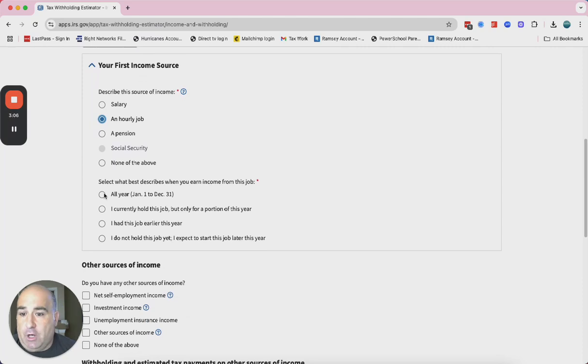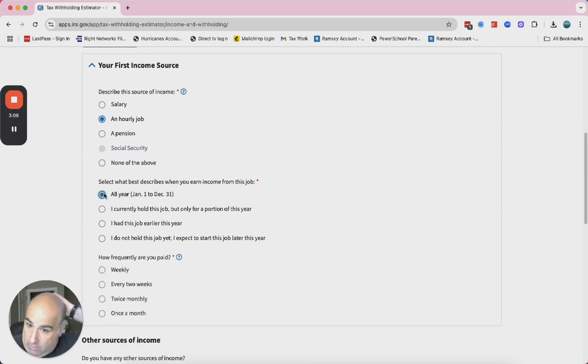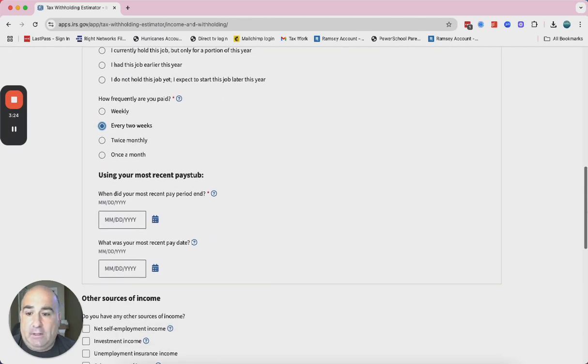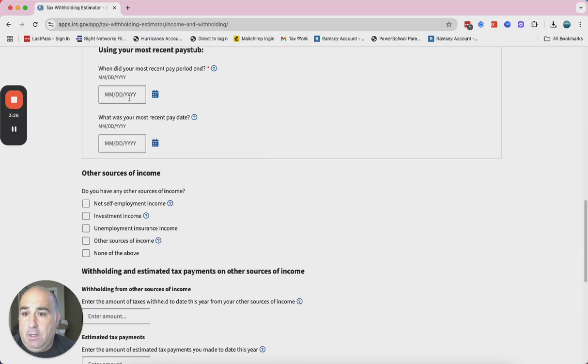They had this job all year, so this would help you if you have a job for half a year or something like that. It gets a little bit hard to project if you don't have a full year. It just makes it a lot easier. So this person's paid every 2 weeks. And then again, going back to your most recent pay stub, this person's most recent pay period ended on 4/19/2025.